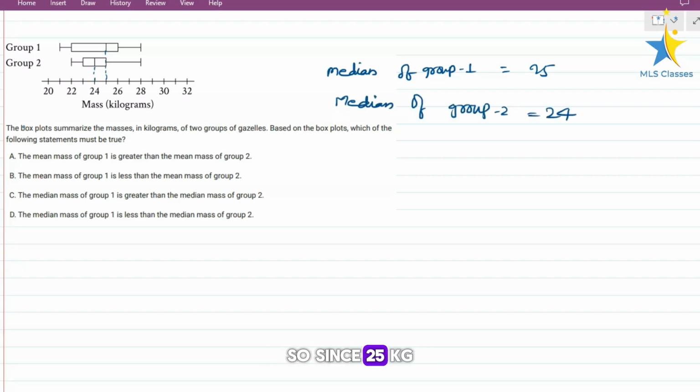So since 25 kilograms is greater than 24 kilograms, the median mass of group 1 is greater than the median mass of group 2. We can see the same thing in option C: median mass of group 1 is greater than the median mass of group 2. So that's how we can solve this type of question.